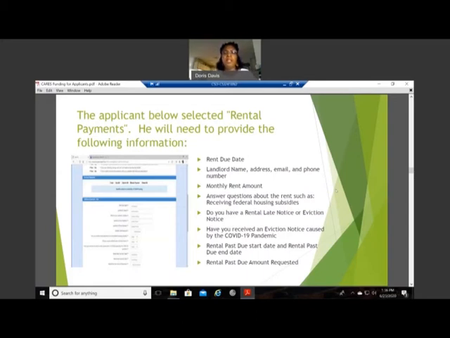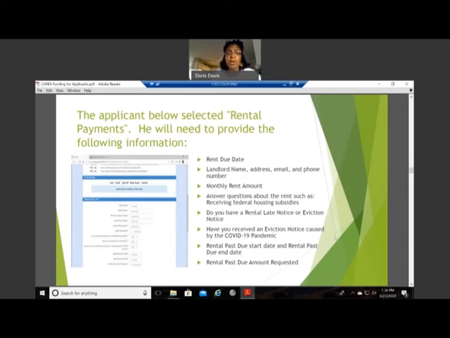Do you have a rental late notice or eviction notice? Have you received an eviction notice caused by the COVID-19 pandemic? Rental past due start date and a rental past due end date. If you are past due for the month of April, you would need to say April 1 until today's current date of June 23rd. You could put down June 23rd or June 30th, since rent for the whole month can be included.